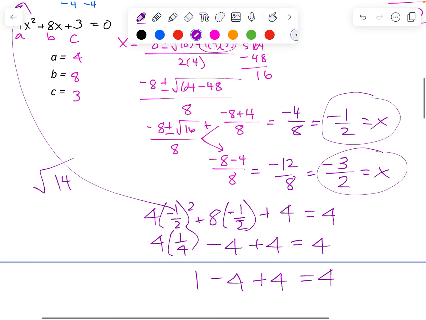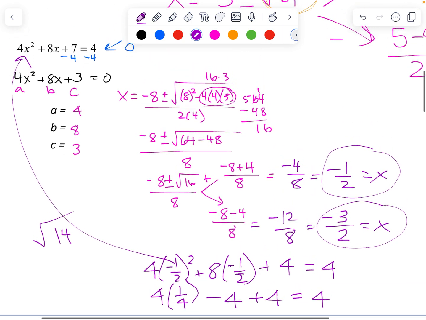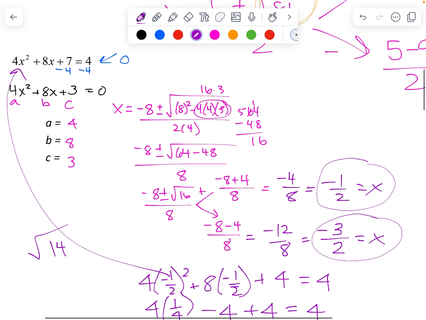Wondering if I made a mistake, because this doesn't seem to be working out. 1 equals 4? All right, let's go back here. I wonder if I made a mistake. 4ac all over 2a. Negative 8 plus 4. Just checking my work. I'm figuring, oh, I must have made a mistake somewhere because this isn't coming out right. Maybe it's in my check that I actually made a mistake.